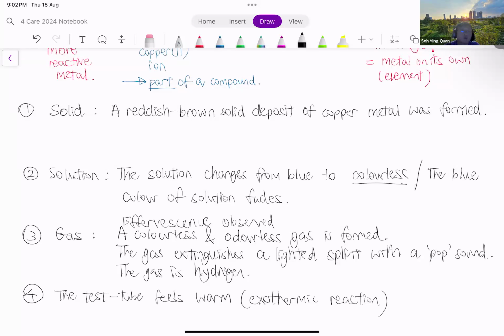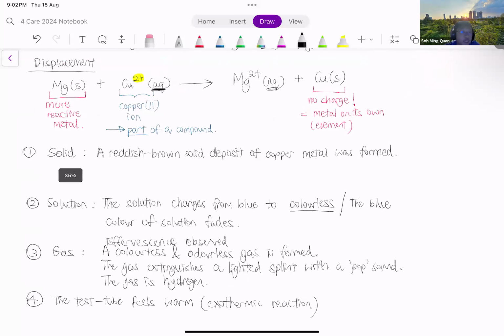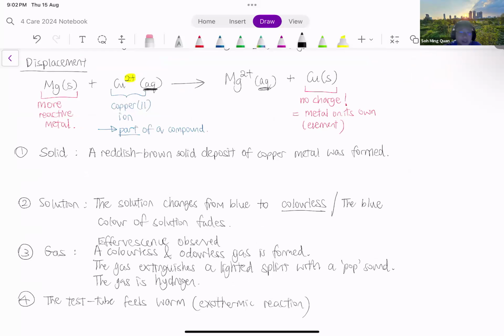Now, this also applies to your theory exam. Okay, please remember that your theory exam is not just 100% memory work. There is also an element of getting you to think about experiments. When we do experiments, how do you plan an experiment? What would you observe? So this can also come in for your theory papers. Okay, so these are the 4 main points that you should write down whenever you have a displacement reaction and you are asked for observations. Okay, so I shall leave this on the screen for you to take a look, internalize, and digest.